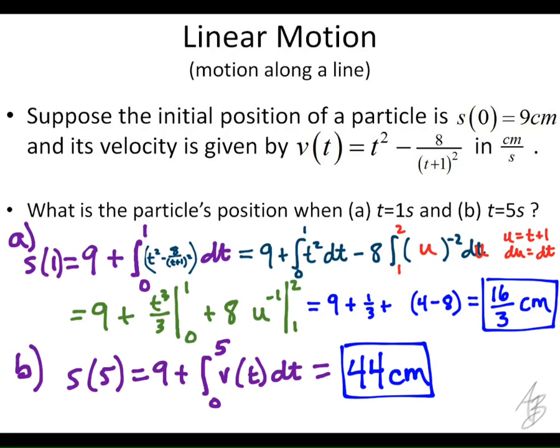In this problem, we're looking at where something starts, and then we're taking an integral to figure out how much it moves from that starting point. So to figure out where it ends up, we take the starting point plus how much it moved, which is given by the integral of the rate of change. In this case, the rate of change is the velocity.